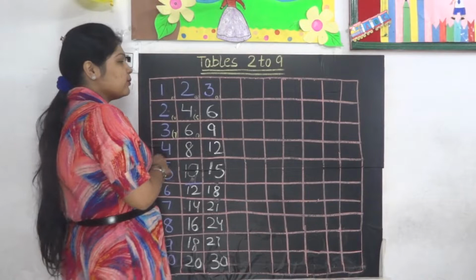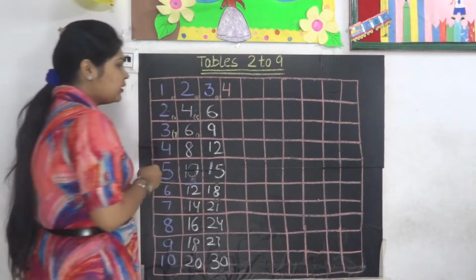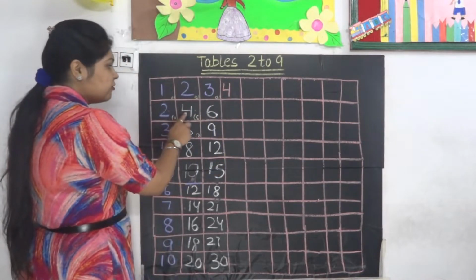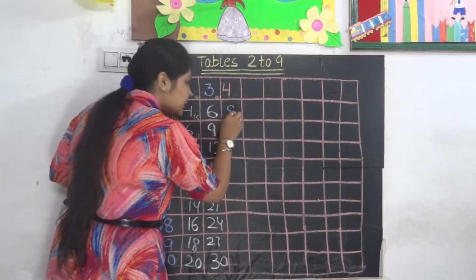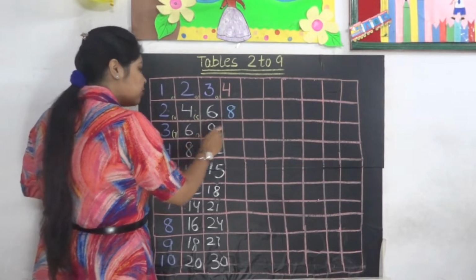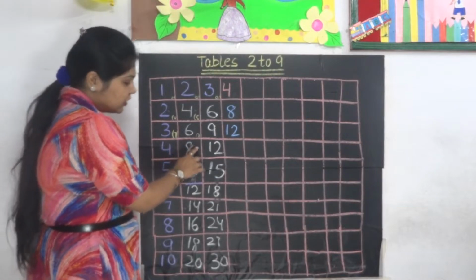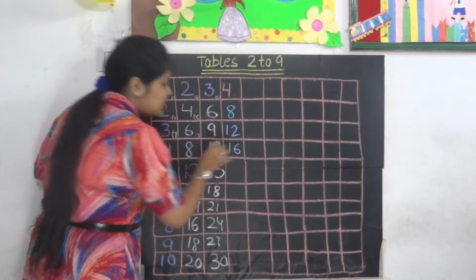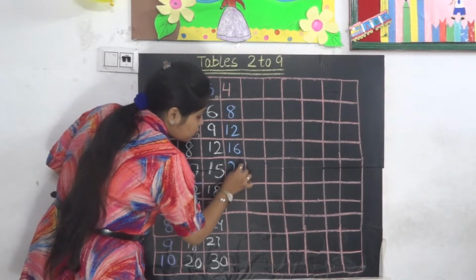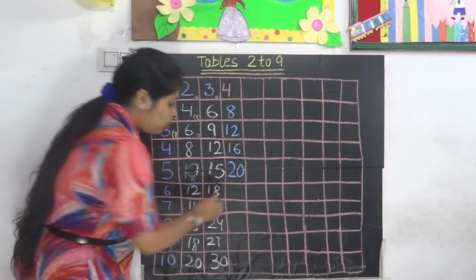Like this. Will you be able to make the table of 4? So 1, 2, 3, fourth box. 5, 6, 7, 8. Yes. 9, 10, 11, 12, 13, 14, 15, 16, 17, 18, 19, 20, 21, 22, 23, 24.